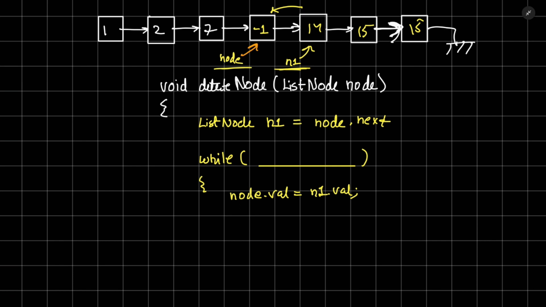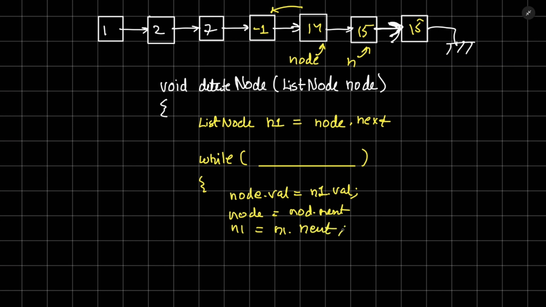And as you have done this, now you need to move both the pointers ahead. Okay, so what you will do is, you will move this n1 here, and you will move this node here. So how can we do this in code is, that our node is equals to node dot next, and our n1 is equals to n1 dot next. Okay, and yes, that would do that.